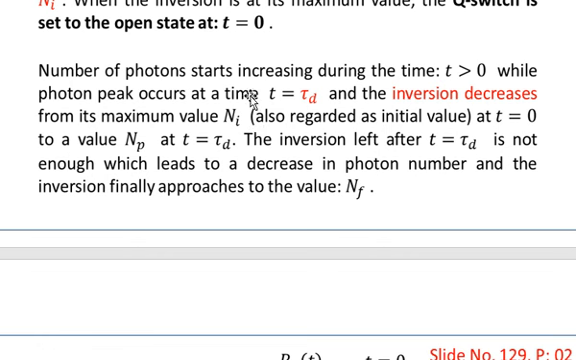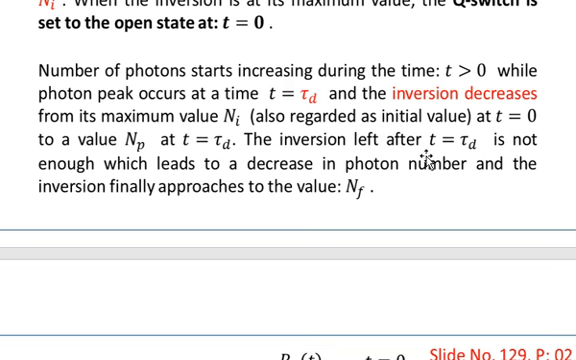So this Ni is actually the maximum value of inversion, or you can say that it's also the initial value of the inversion which is used for the start of the pulse. That is, the pulse starts at the value of Ni. This I stands for the initial value, or the starting value, for the pulse. So the pulse starts when the inversion reaches the value Ni. And you know that Np is the value when the pulse reaches its peak value.